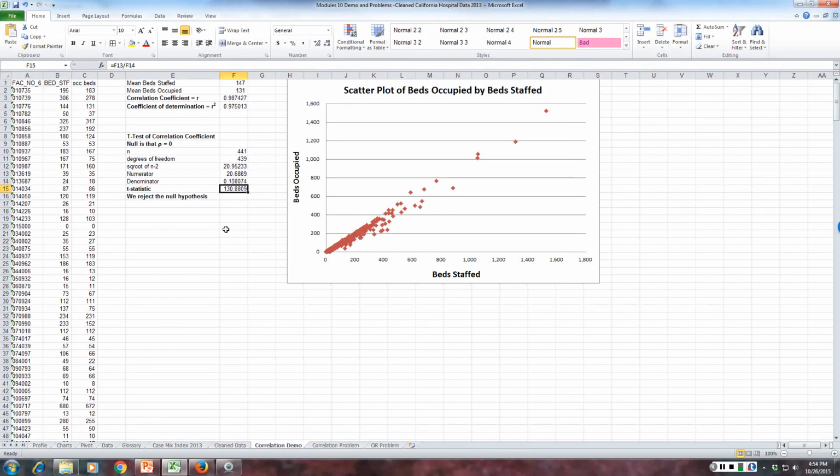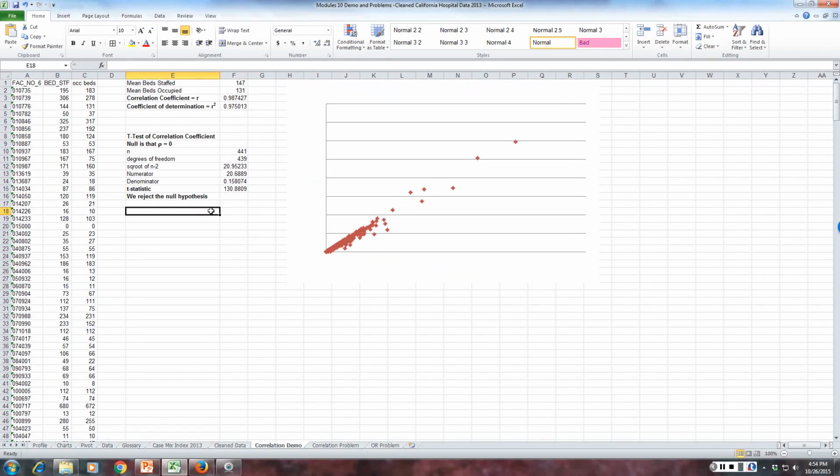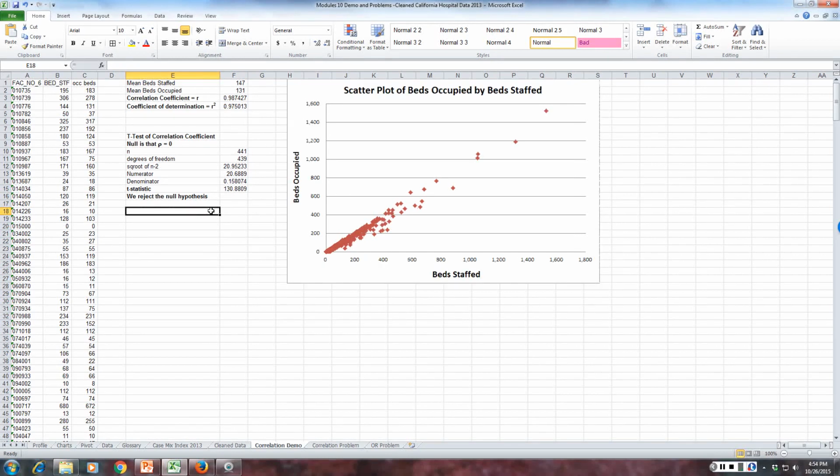As you can see, a t-statistic of 130 is enormous. That's way, way, way over on the right-hand side of the distribution of the t-statistic. If you looked it up in your book, your book only goes up to a certain point. You wouldn't even see it. So it's a huge t-statistic, certainly much greater than our critical value, where alpha is set at 0.05. So we end up rejecting the null hypothesis, and we conclude that there is definitely a strong linear relationship here.